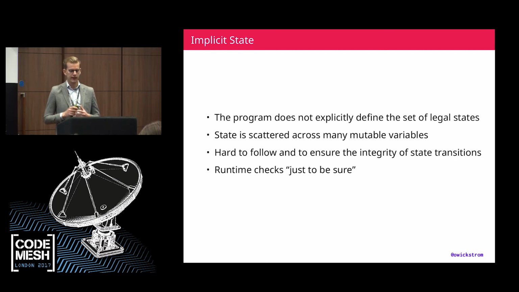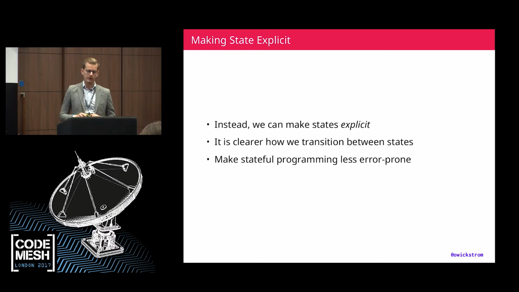State may be scattered across many variables all over the place, and you can't really follow what states the program transitions between without reconstructing that knowledge from all those variables. And you might do a lot of runtime checking and asserting that you're in a state because you have to be sure. So instead we can make state explicit, which makes it more clear how we transition between states and how they are constructed. And it can make stateful programming less error-prone.